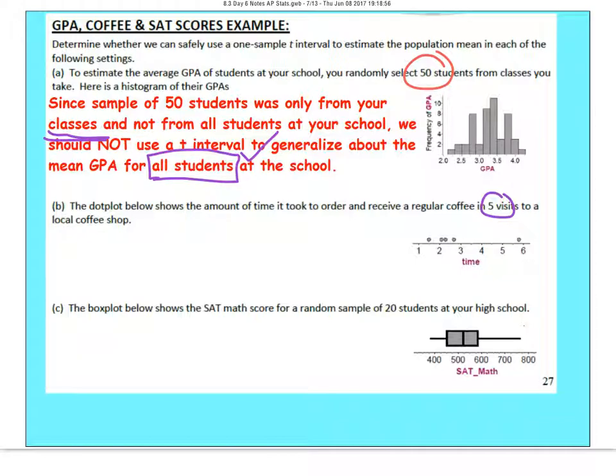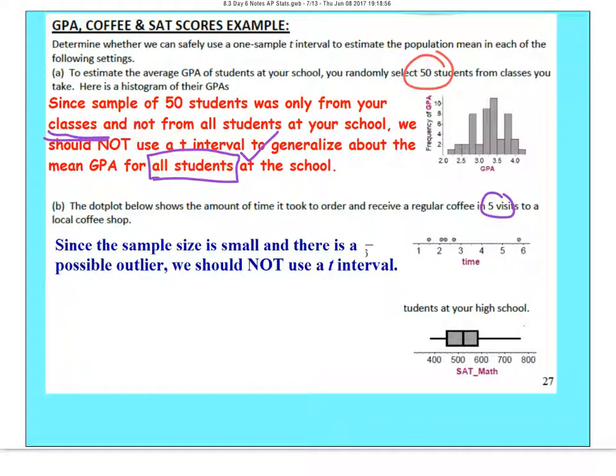Now, in this case, we would say, is the normal condition met? We'd say since the sample size is small and there is a possible outlier, we should not use the T interval. This guy here is pretty far away and could definitely be an outlier, so we should be cautious with this T interval and probably not use it.